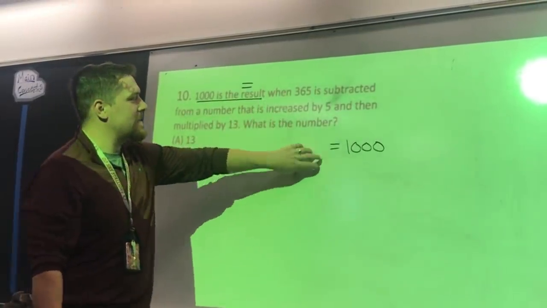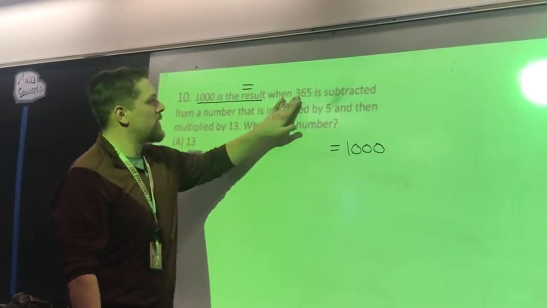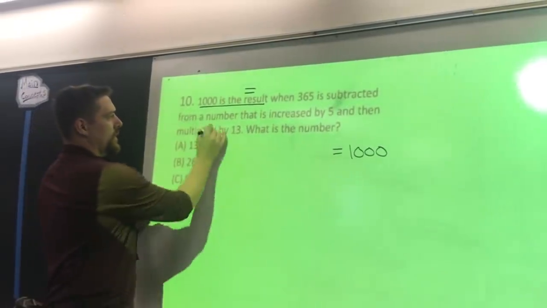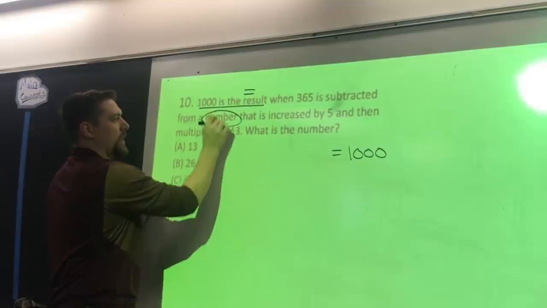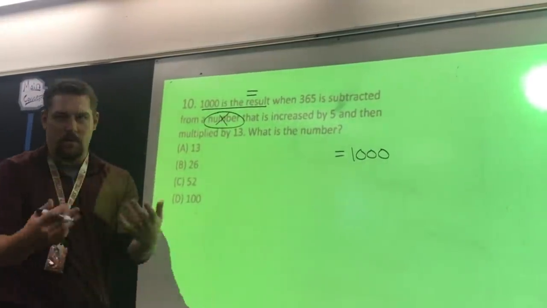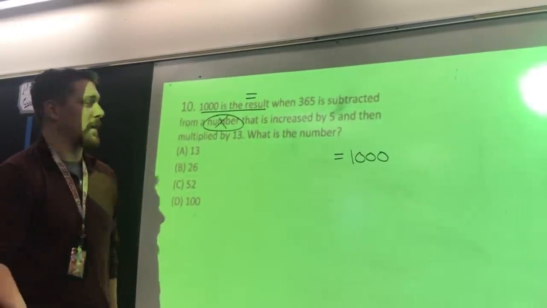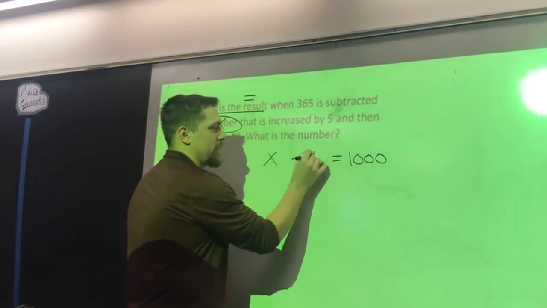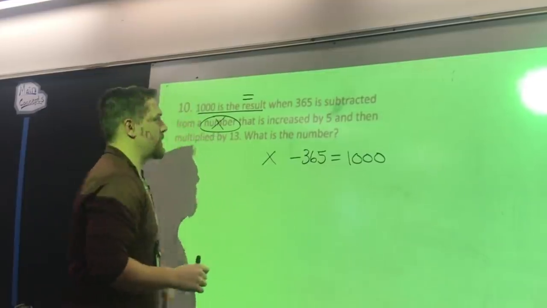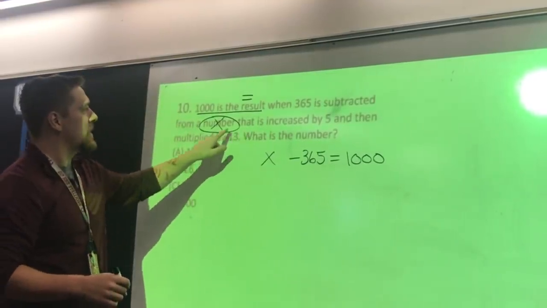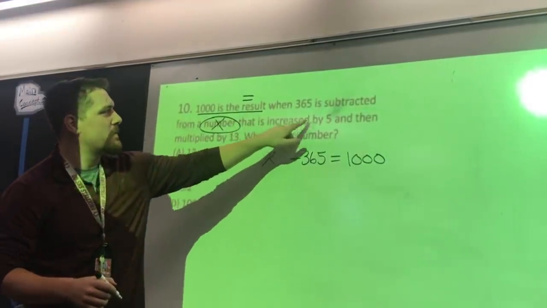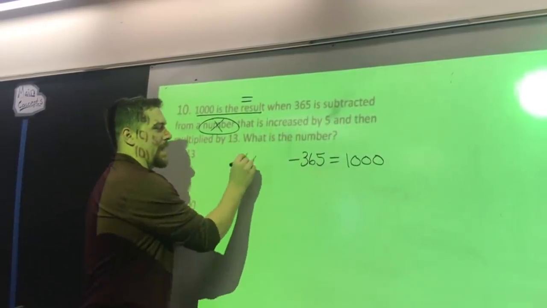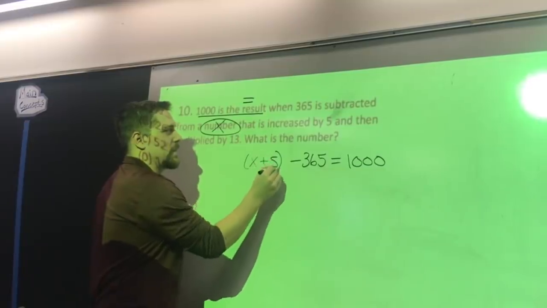All right. When? So this implies that something's happening before it. 365 is subtracted from a number. Well, this word number implies an x or a y or a z or whatever variable you want to use. So right now I have x minus 365. Now as I keep reading, it goes, that is increased by 5. So that means that x plus 5 happens first here, right?